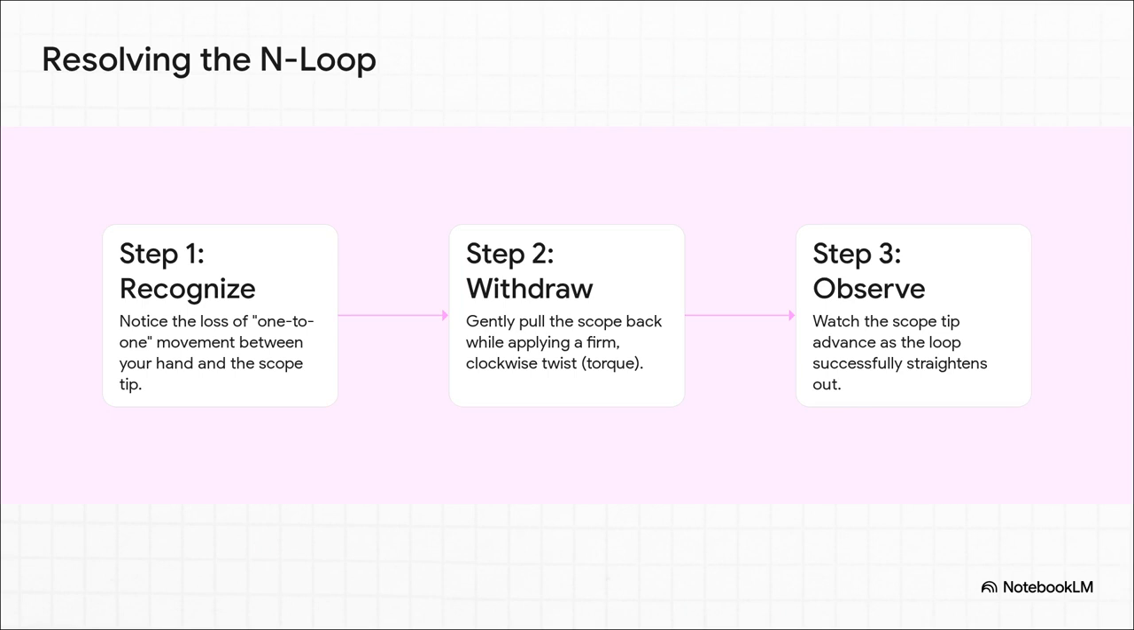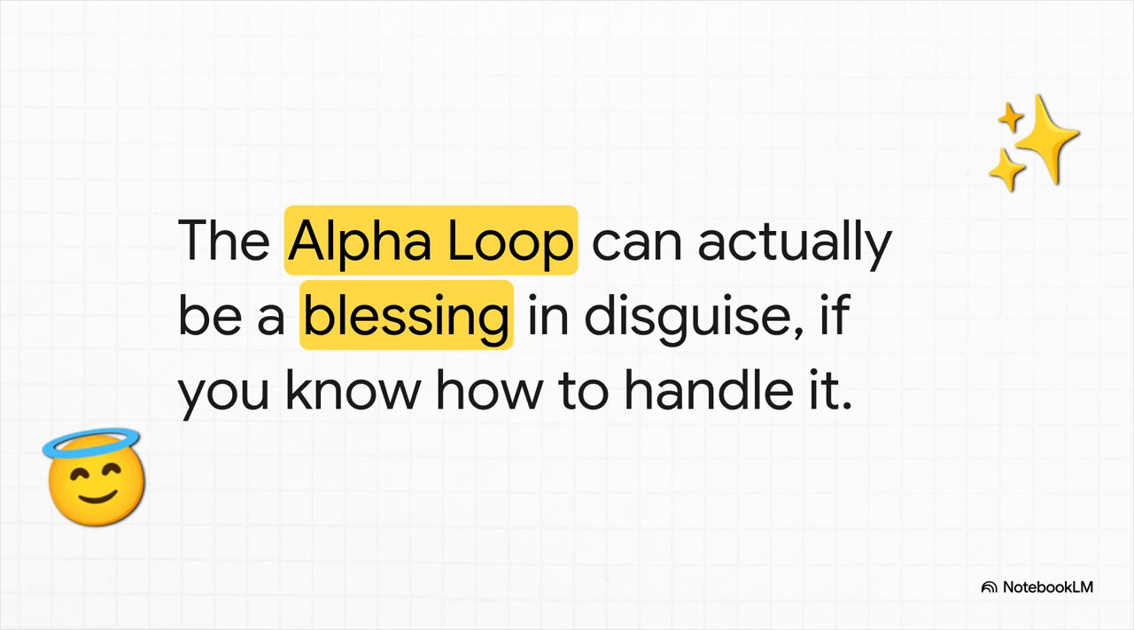Straightening an N loop. This is a fundamental skill. The second you lose that one-to-one control, where your hand movements aren't matching what the tip is doing, you stop pushing. The classic move is actually pretty simple and elegant. You pull back gently while putting on a firm clockwise twist. And what's cool is you'll actually see the tip start to advance as that loop straightens out. Okay, let's move on to our next loop.